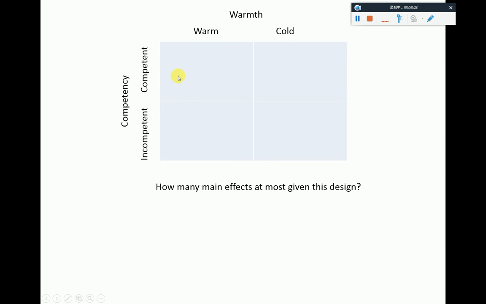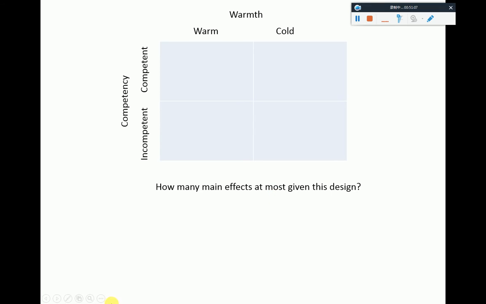Now, let me ask you, let's see if we really understand the idea here. How many main effects will there be maximally given this design? That is, at most, how many main effects can we expect given this design without any scores here? You can pause here to think about answers, but I will just proceed to give you the answer and explain why.